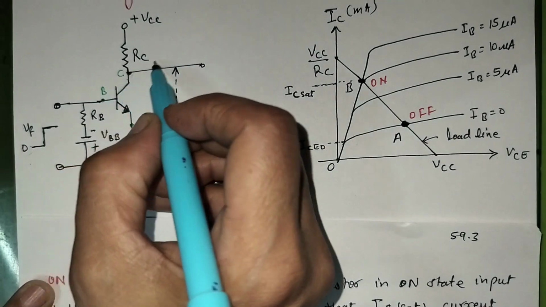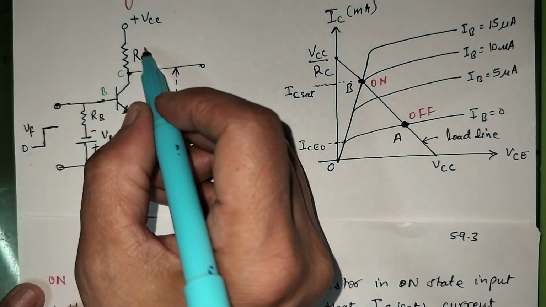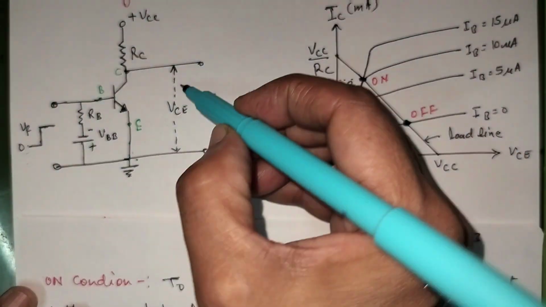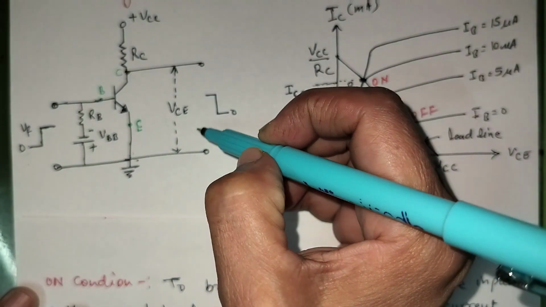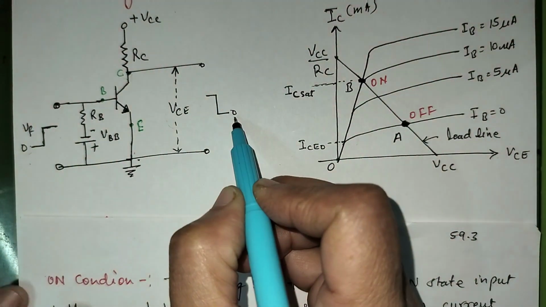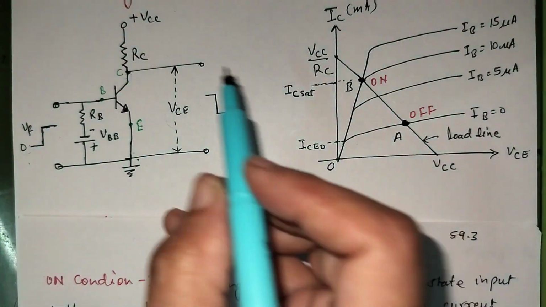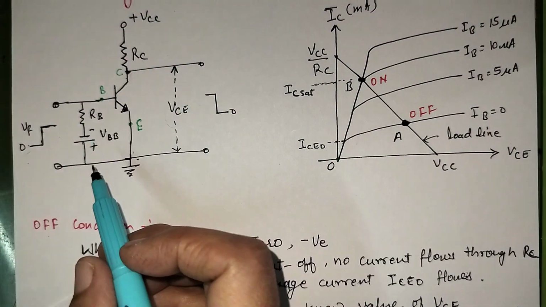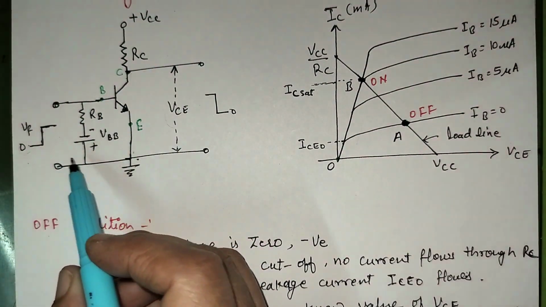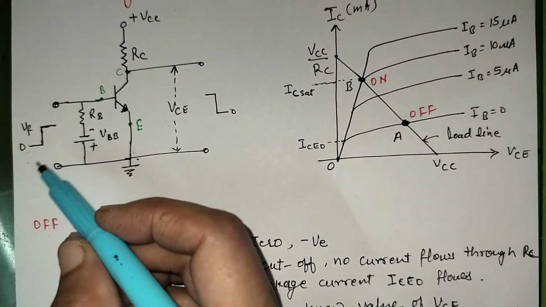So maximum voltage drop will be here. This will be almost equal to VCC, and the less voltage will appear here. So the output in this case will be 0. When the input is high, the output will be low, and the maximum voltage drop will be here. We can see here the output is inverse of the input.